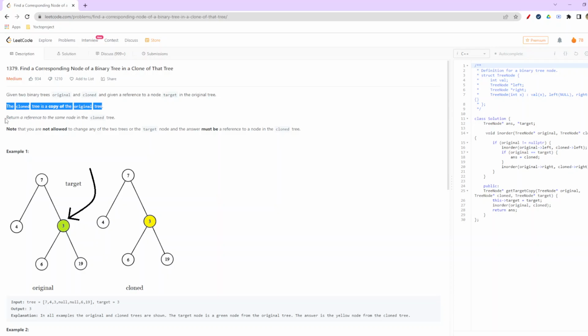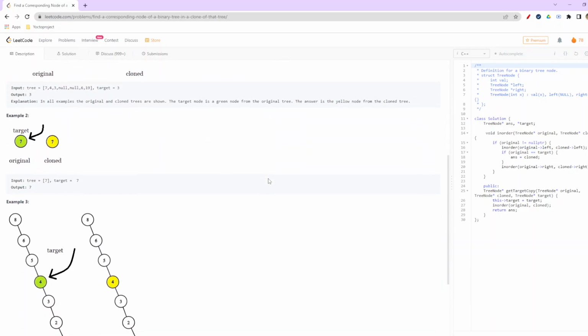That's true, but now what are we required to return? We are required to return a reference to the same node. Basically this target node is a reference in the original tree, but now we are required to return the reference in the clone tree. So note that you are not allowed to change any of the two trees or the target node, and the answer must be a reference to a node in the clone tree. So this is about this question.